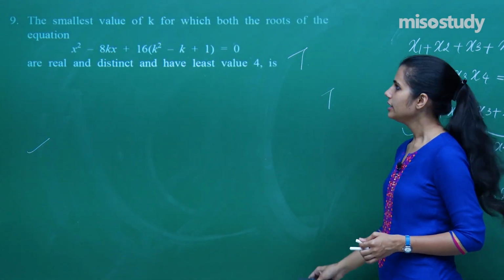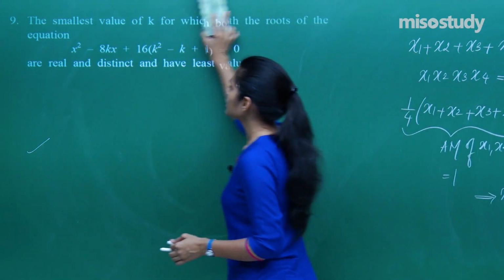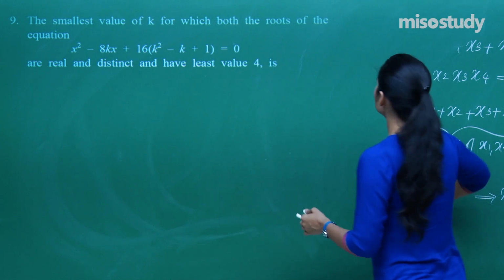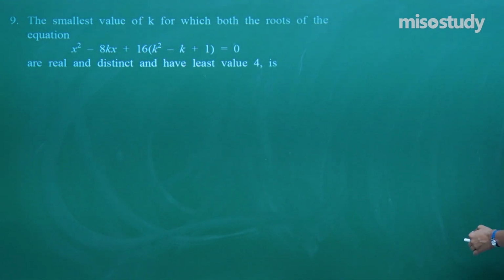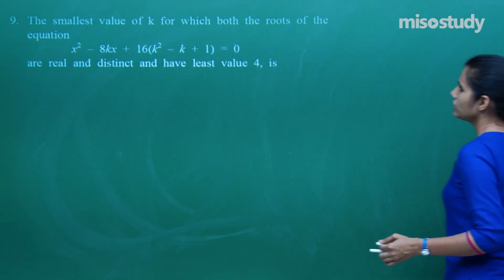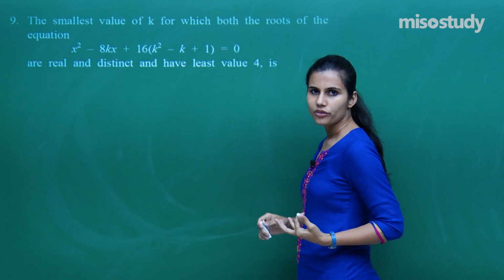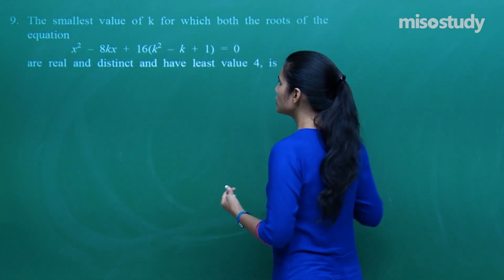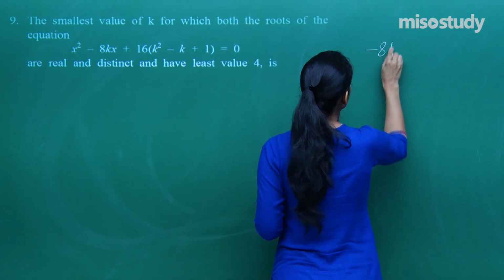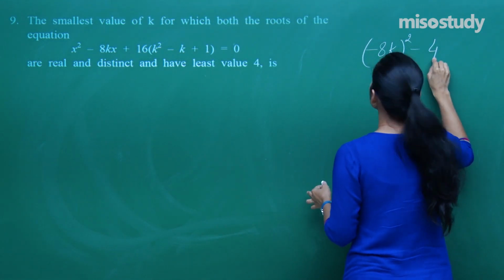Next question says that the smallest value of k for which both the roots of this equation are real and distinct and have the value at least 4. Okay. So this is pretty simple. Here is a quadratic equation, and you know when does the quadratic equation have real and distinct roots, when its discriminant is strictly positive. So b square minus 4 into a into c.